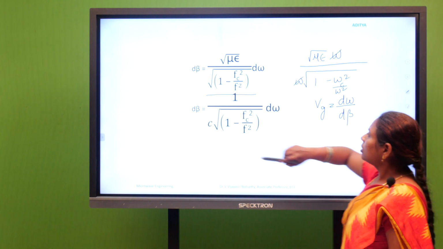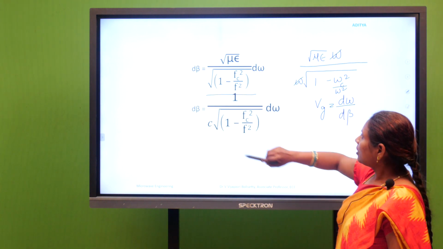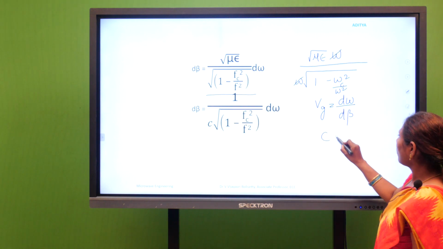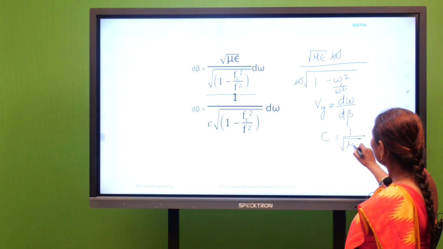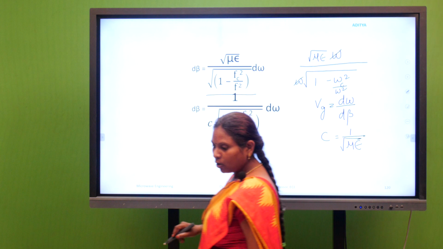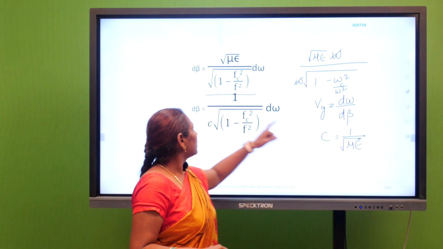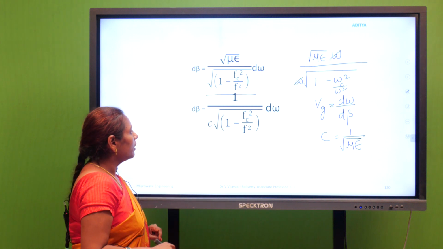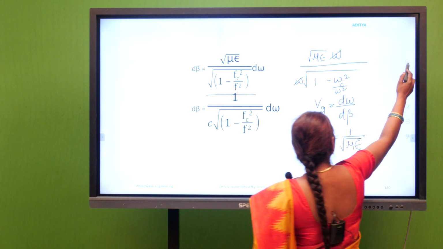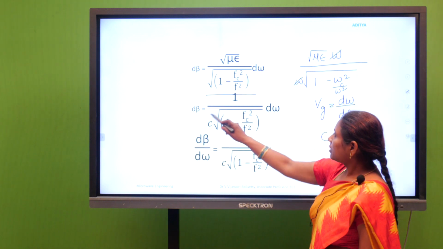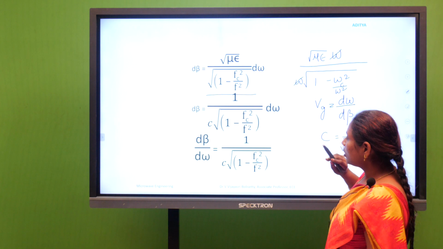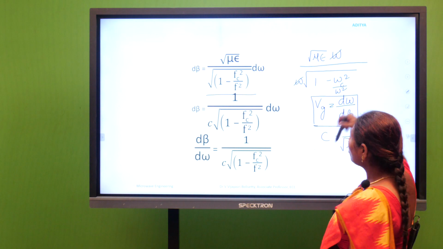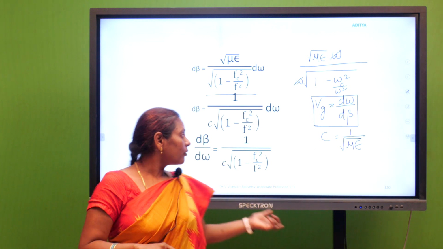So anyhow, d beta we got as root mu epsilon, and we can write it as 1 by c, because c is equal to 1 by root mu epsilon. We can write root mu epsilon as 1 by c, root 1 minus fc square by f square. Also this can be expressed as d beta by d omega equal to this, and we need d omega by d beta. So the group velocity can be the inverse of this function.